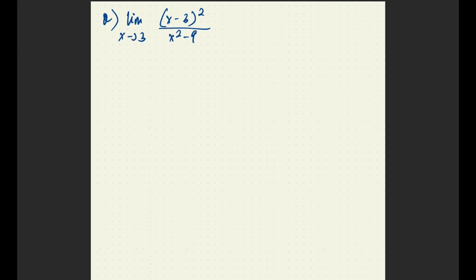Okay, so let's go ahead and solve this. So first things first, I'm going to plug in as usual. So 3 minus 3 squared divided by 3 squared, 9 minus 9. So this is giving me 0 over 0, which as we know is indeterminate.